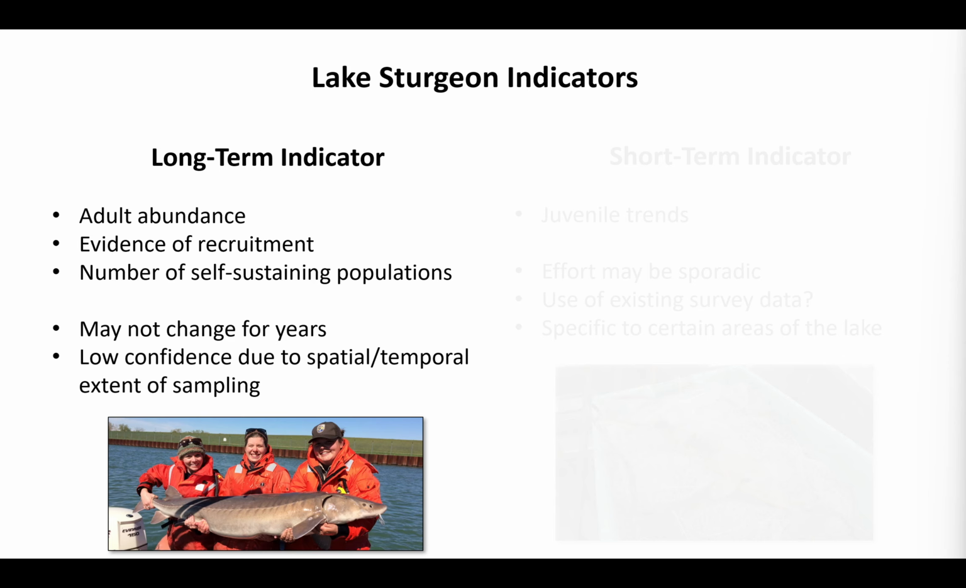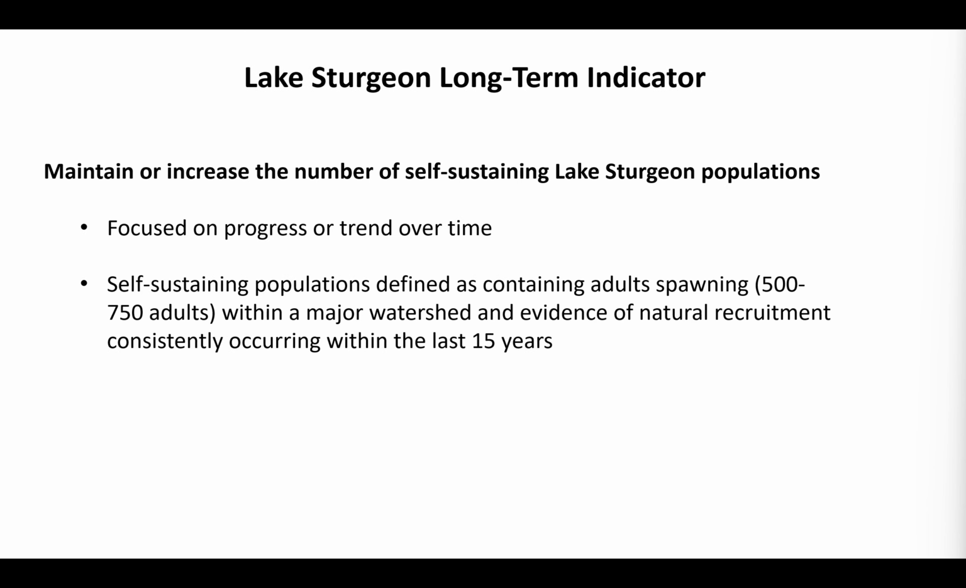There's also some low confidence in this indicator due to the spatial and temporal extent of sampling. There's a lot of tributaries in Lake Huron that historically contained lake sturgeon populations, and we just can't get to them all. And even when you can get to some, you might only be able to sample them for a year or two. So you don't really have that long-term sampling on all the tributaries that exist.